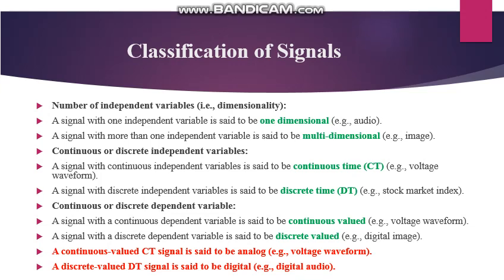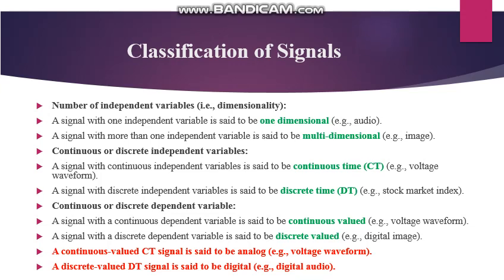The first attribute is the number of independent variables, that means dimensionality. A signal with one independent variable is said to be one dimensional, that means audio. A signal with more than one independent variable is said to be multidimensional. It can be an image, it can be a video, a 3D image or 3D video, all of this. So that is dependent on several variables.